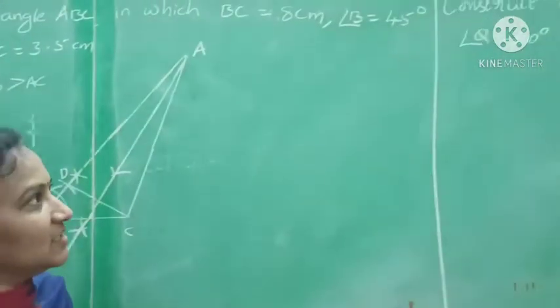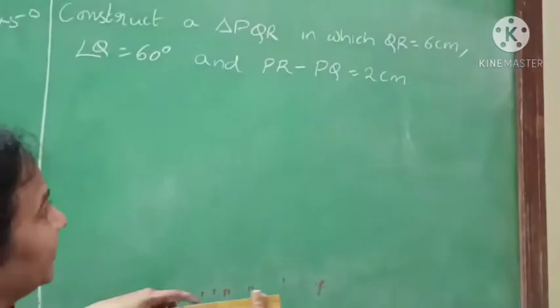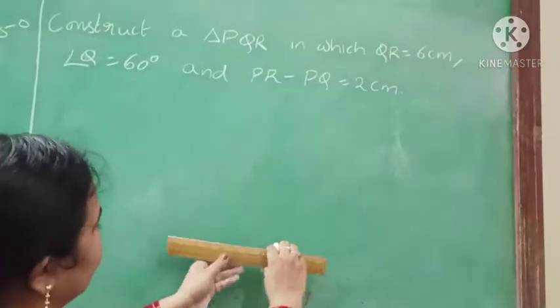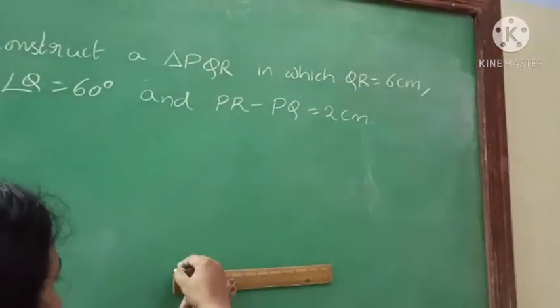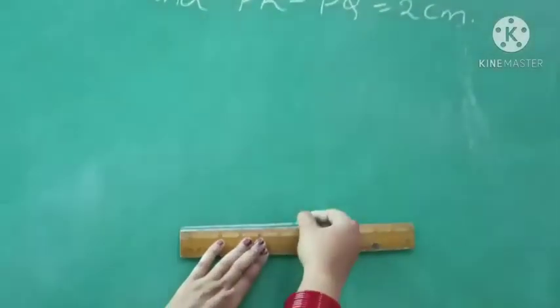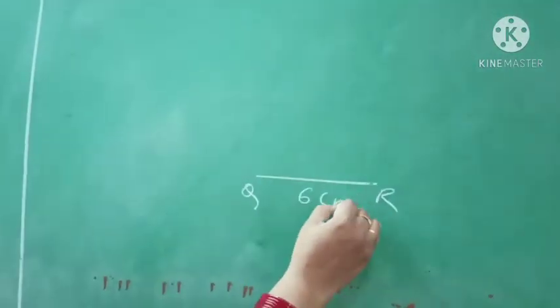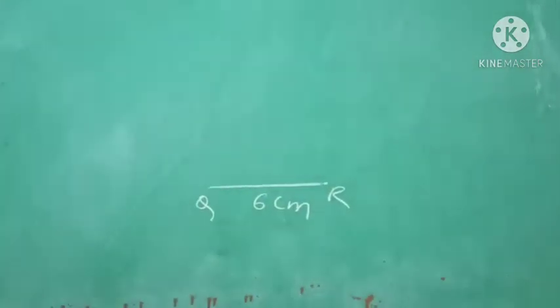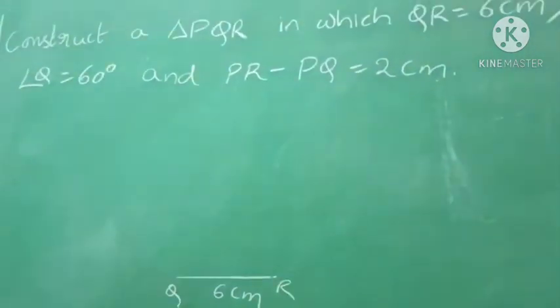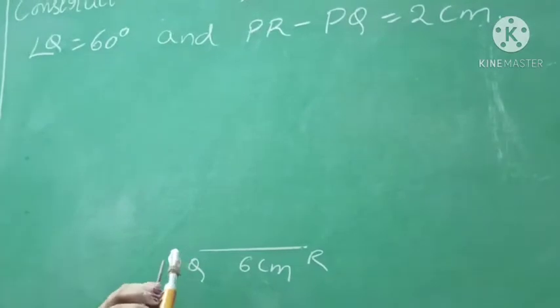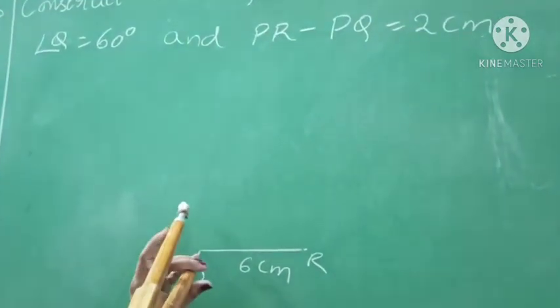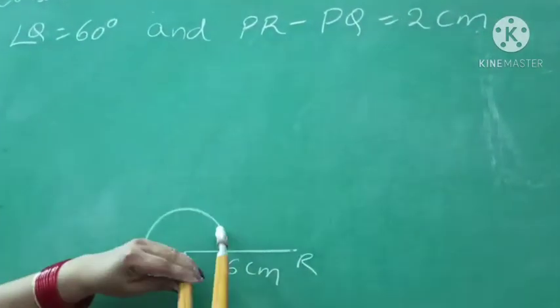Next, going to the next question. See here, QR is equal to 6 centimeters. Let us take 6 centimeters. Angle Q equal to 60 degrees. It is a simple angle. So let us draw angle Q equal to 60 degrees.